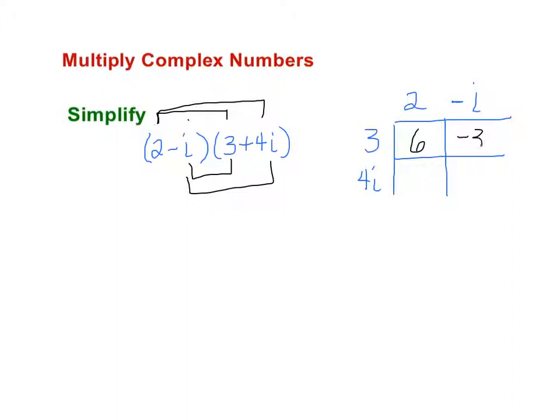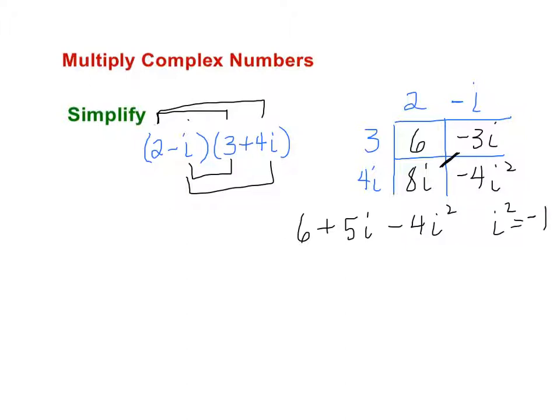So 2 times 3, negative 3i, 8i, and then negative 4i squared. Okay, and then you'll notice that these two right here are like terms. So you would have 6 plus 5i minus 4i squared. Remember that i squared, though, is still negative 1. So you can rewrite this as 6 plus 5i minus 4 times negative 1. And of course that's positive 4, right? So I would have 10 plus 5i.